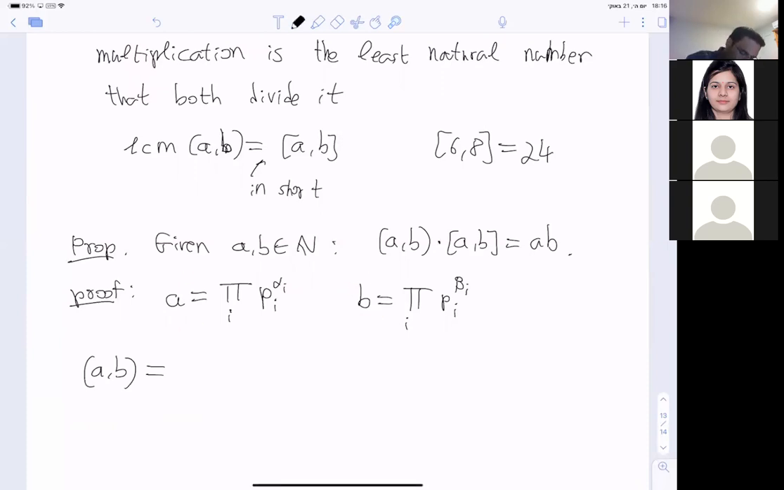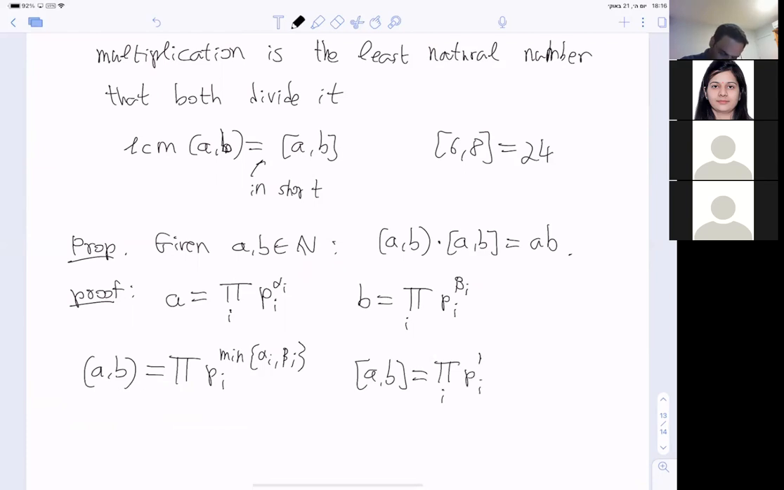So you take actually p_i to the minimal power between alpha_i and beta_i. This will be the GCD, because you want this number, for any i, to exist in A and in B. So you take the minimal power. But if you want to look at the LCM, this will be the maximum power. We are going to see an example in a second.